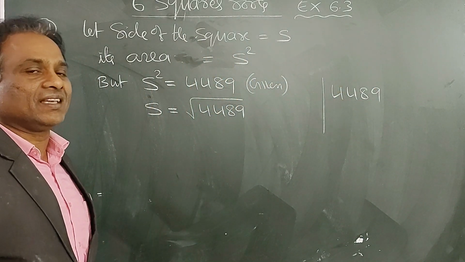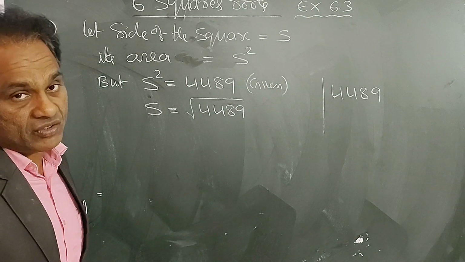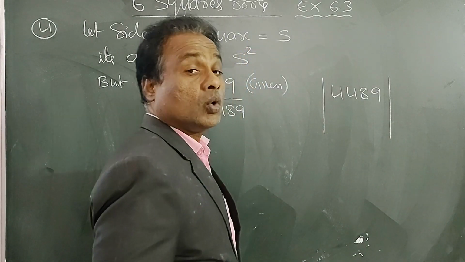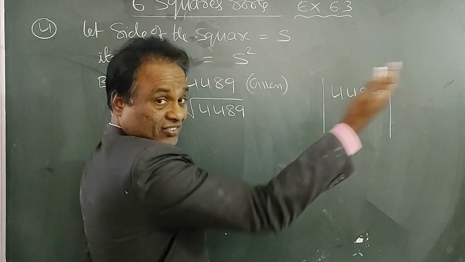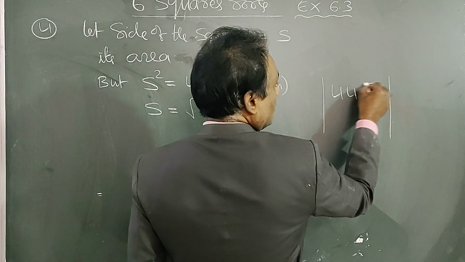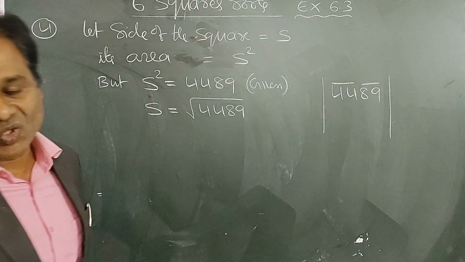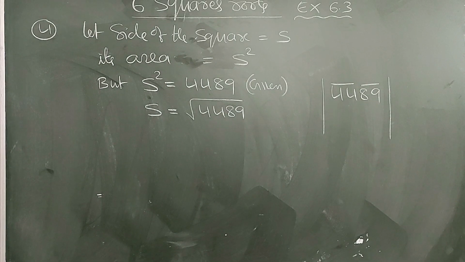Many examples I gave and many problems we solved on how to find the square root by the division method. We should make the numbers into pairs from the right side. Two numbers make one pair, two numbers a pair, two numbers a pair.